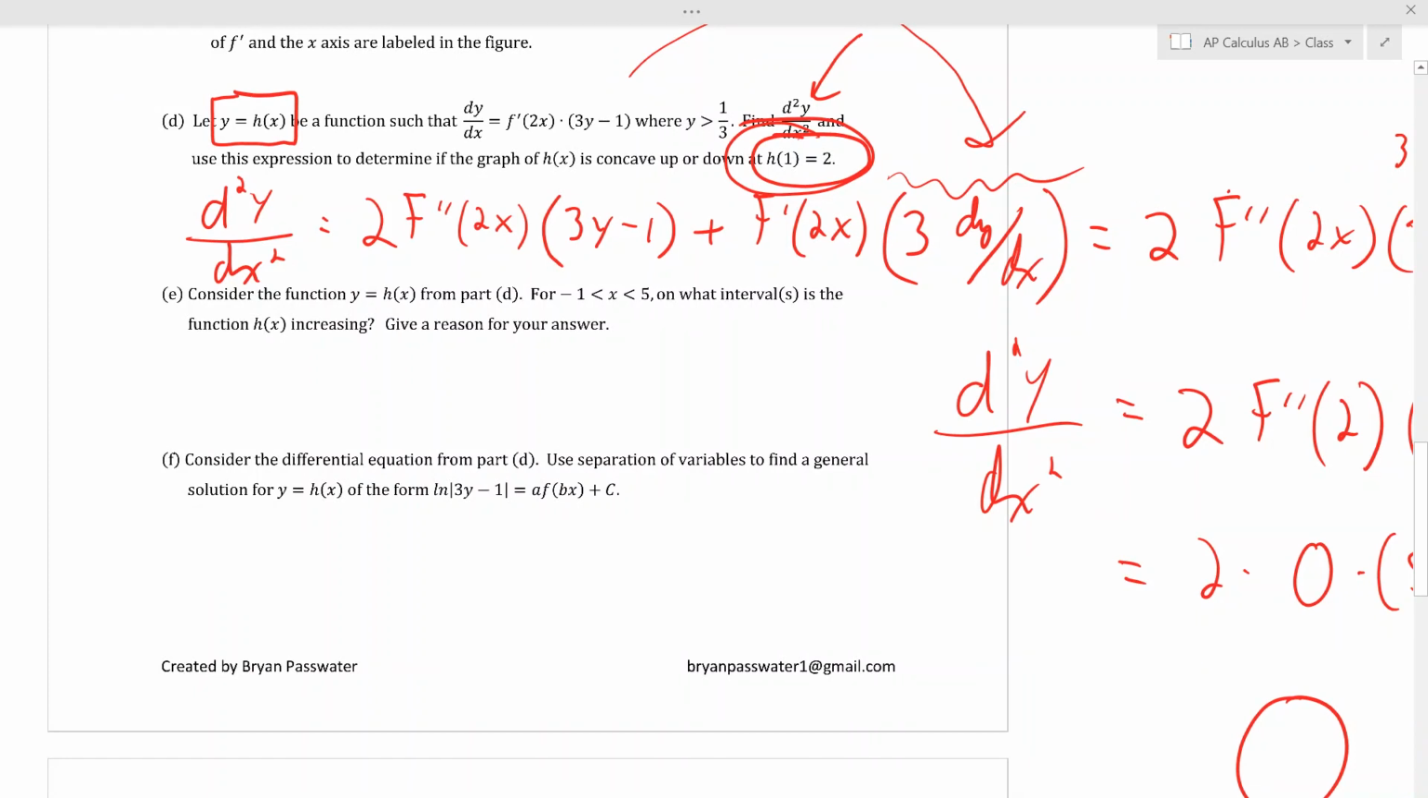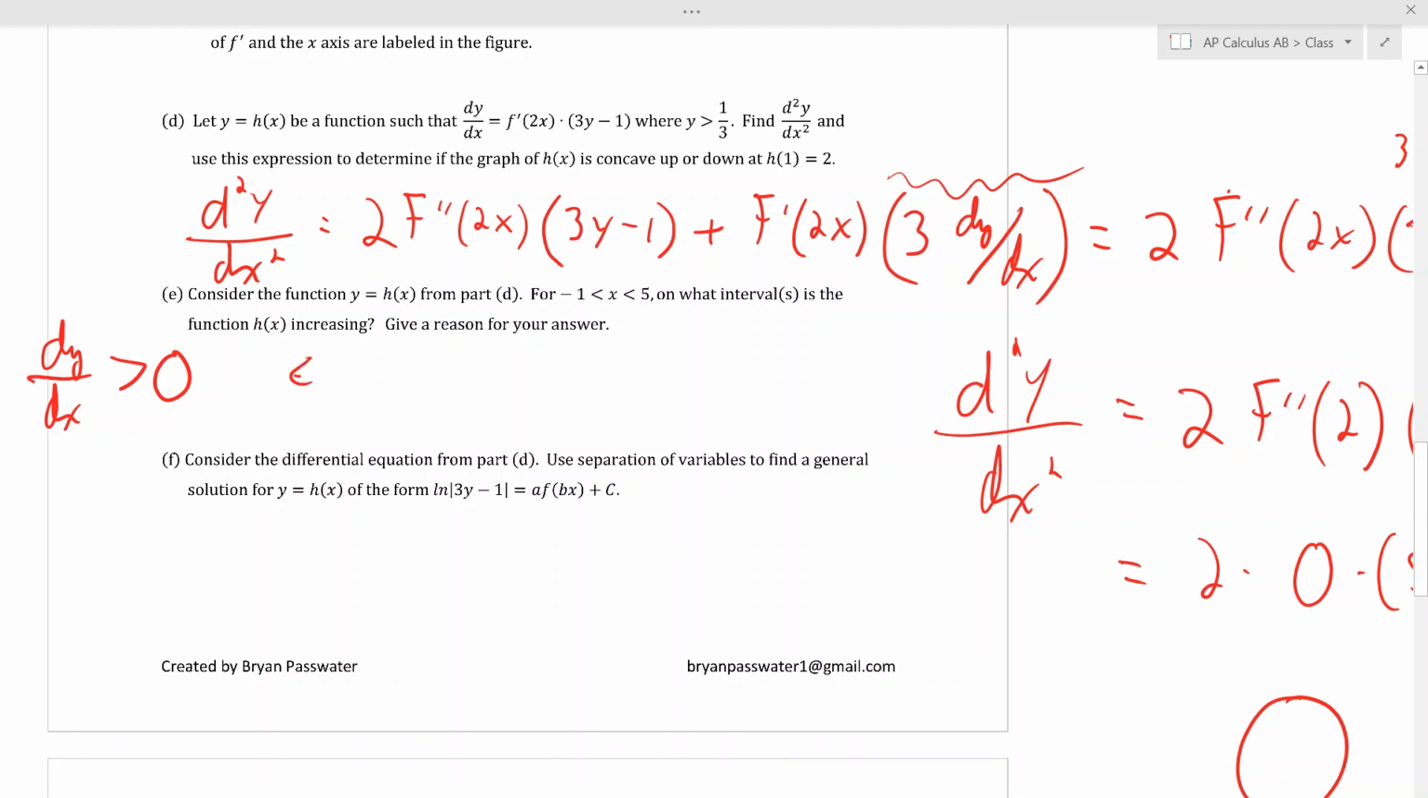Whew. So they're going to make things look weird for you, all right? But you know how to find where something is increasing. What that means is we need the derivative of h, which is dy/dx, to be positive. Okay, that's the first thing. The way we find out where things are positive is we make a little sign chart for them. So our sign chart for dy/dx is going to have everything that makes this thing 0.